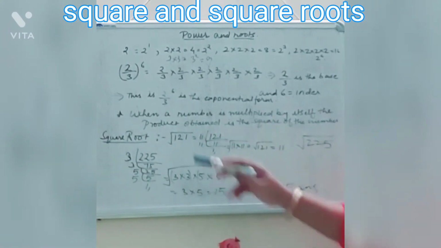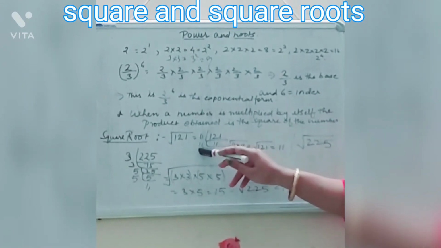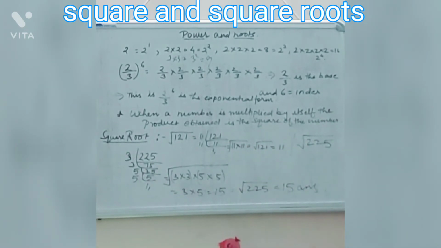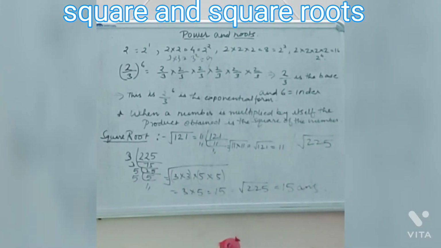Now, square root of 121. This is the square root sign. To find the answer, we'll do the prime factorization of 121. That is 11 elevens are 121 and then 11 ones are 11. So how many times are we writing 11? Two times. And in square root, we make it half. So if we are multiplying 11 two times, we'll consider only one. And the square root of 121 is 11, because we are multiplying 11 twice.